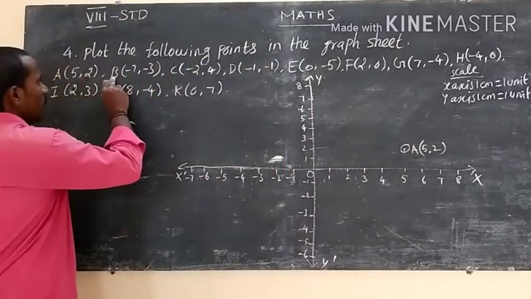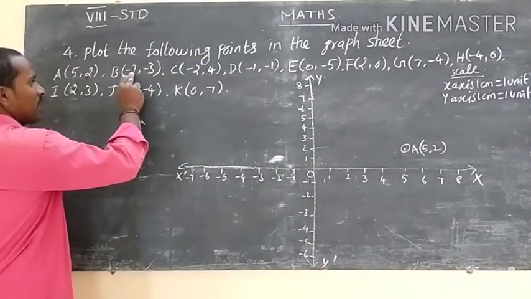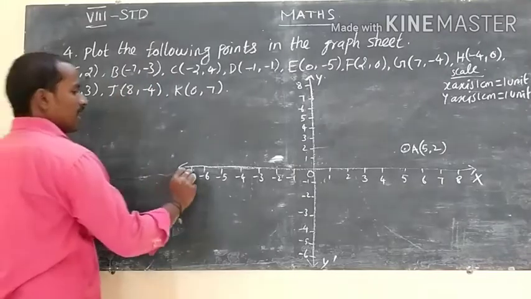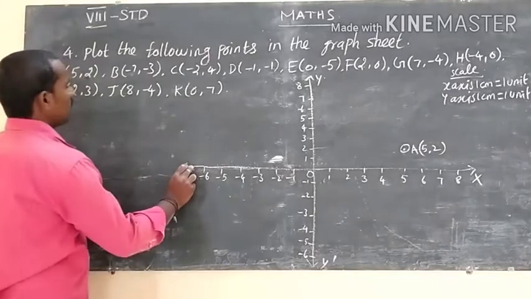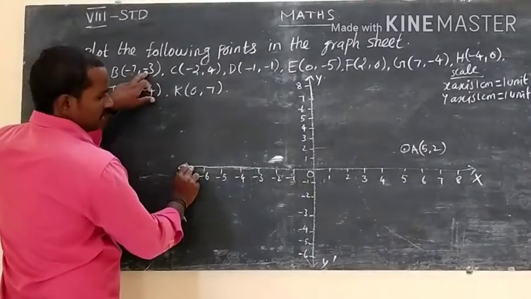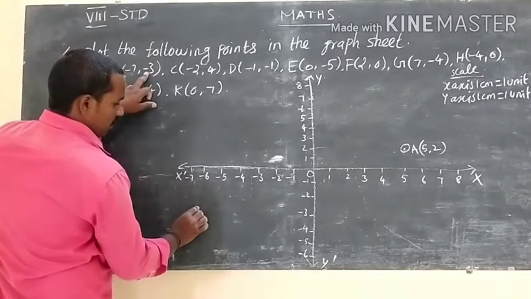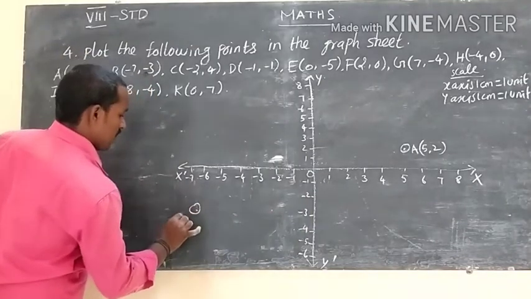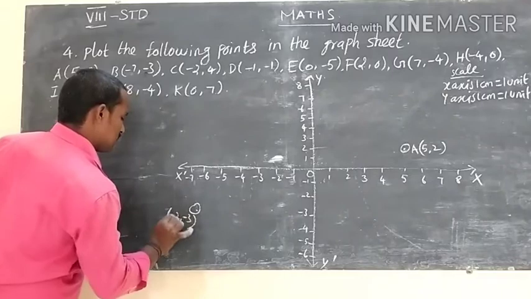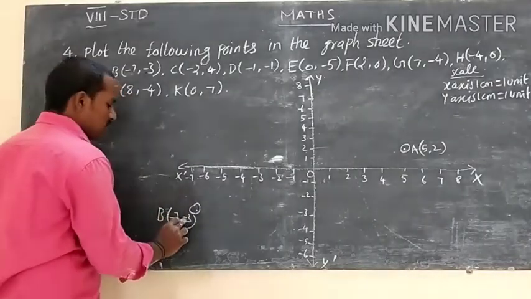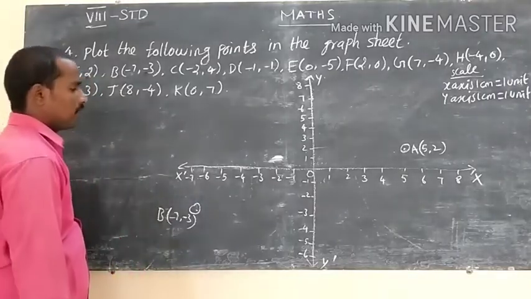Next, consider the point B, minus 7 comma minus 3. This is the x value, this is y. The distance of the x value is minus 7, and the y value is minus 3. Y minus values are there. So the corresponding point is minus 7 comma minus 3. This is point B.